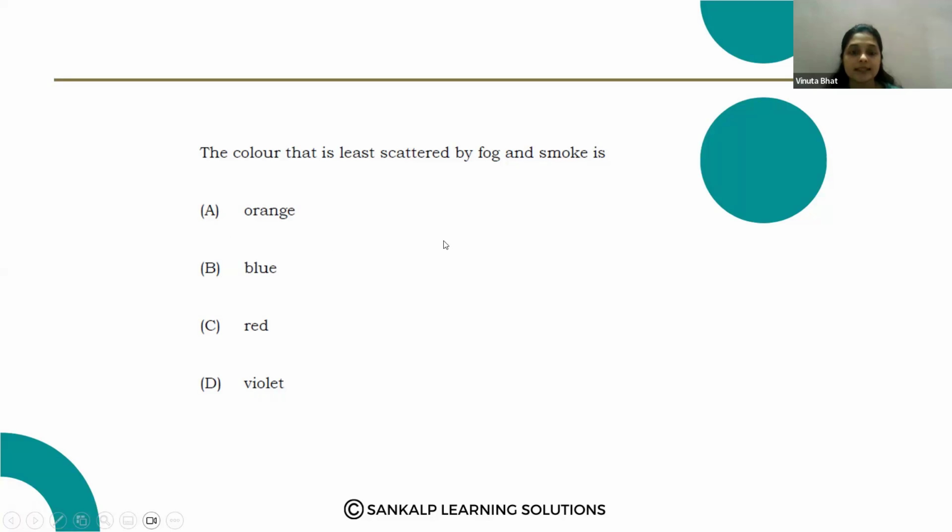The color that is least scattered by fog and smoke is option A, orange. Option B, blue. Option C, red. And option D, violet. The color that is least scattered by fog and smoke is option C, red.